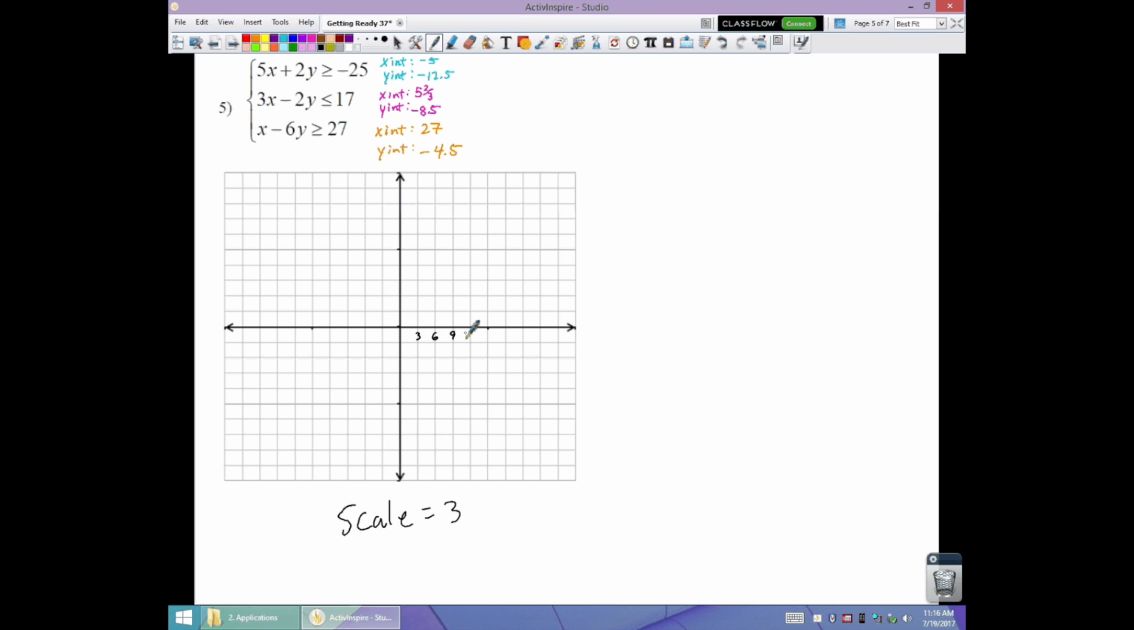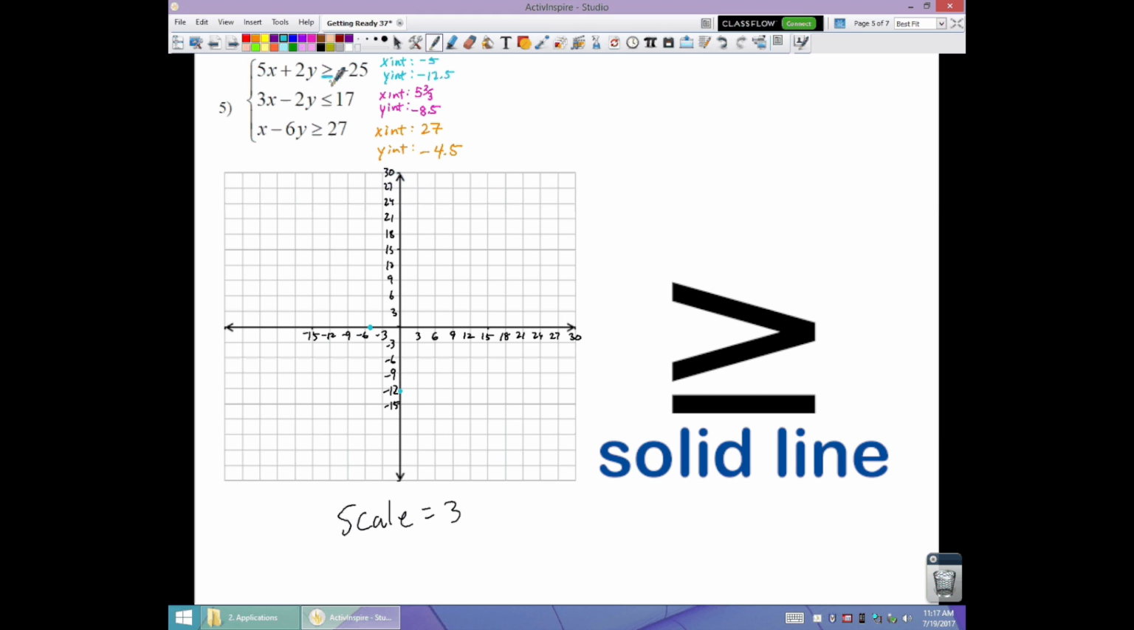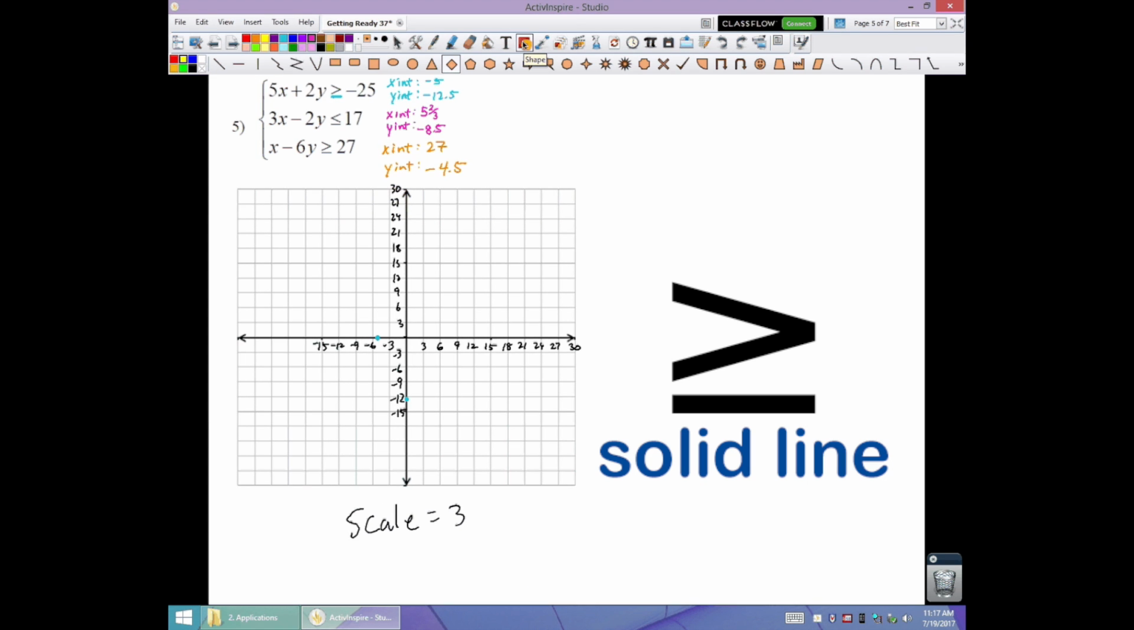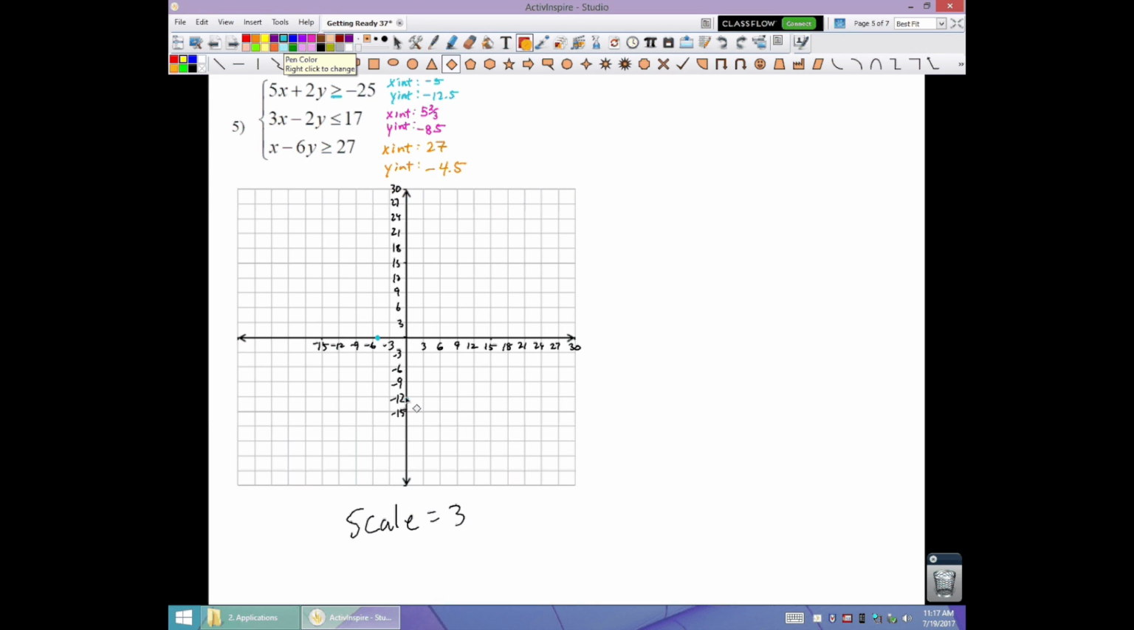3, 6, 9. This first one that we have in blue, our x-intercept's -5. Our y-intercept's -12.5. It is a solid line because it's or equal to.